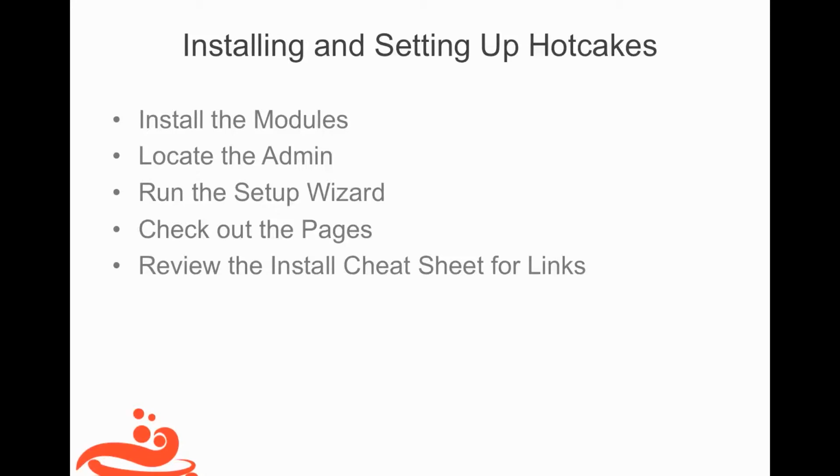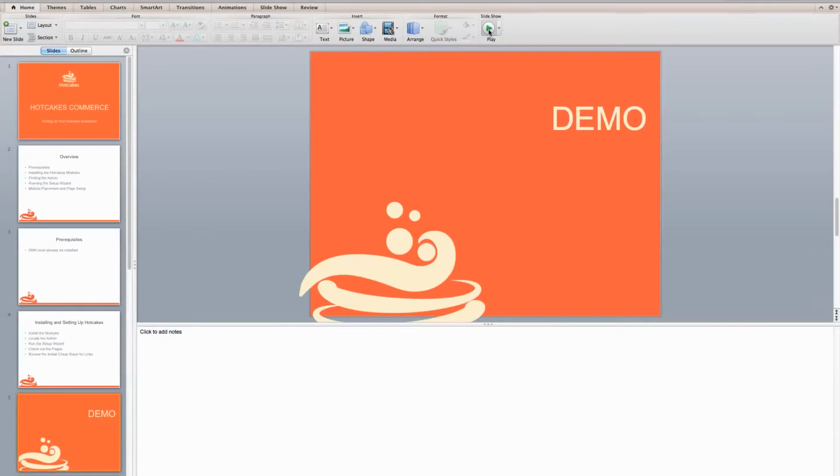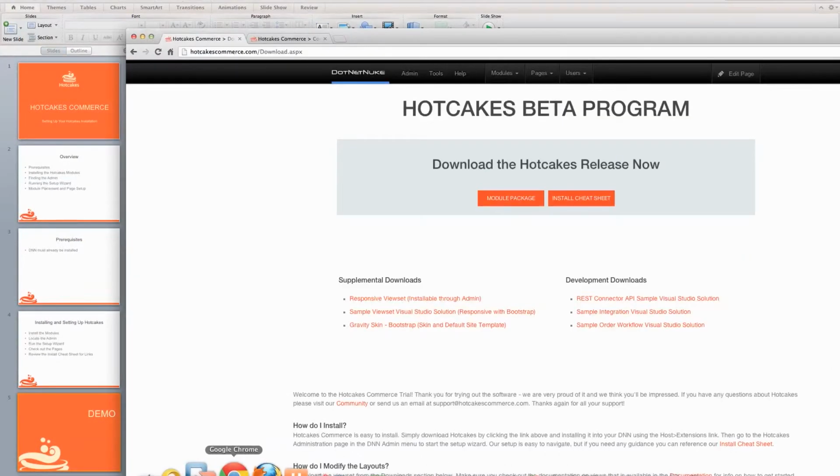So first, in order to install and set up Hotcakes, you do need to download the package. Once you've downloaded that package, you're going to just install it into your DNN website as an extension. Then you'll run through the setup wizard, and then you'll be able to check out the pages that get dropped down there for you. And one thing I will tell you is that we created an install cheat sheet, and the install cheat sheet does a nice job of putting all this together for you, so you can see where to go and look for this.